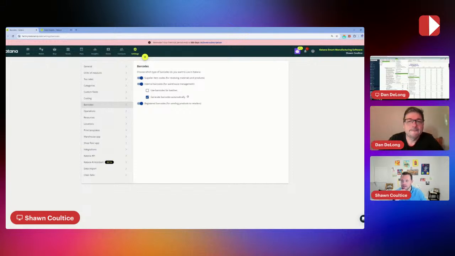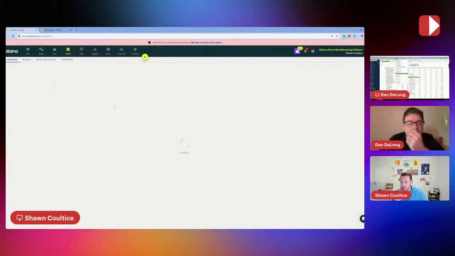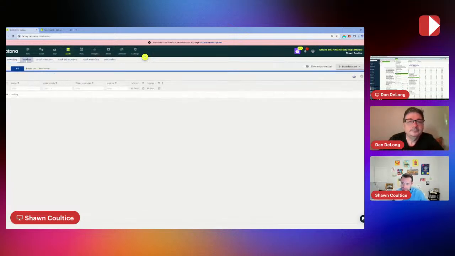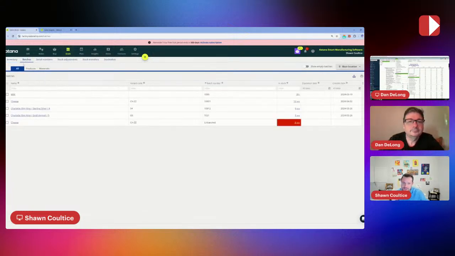But sorry. So if I were to go now into my stock screen and I look at my batches, I have these batches set up in the system, and I have this expiration date and created date. These dates are going to be referenced when you go and pick your milk. It's going to go and pick the milk that first, it's going to look at the expiration date. What is the closest expiration date for the batch that you're picking?